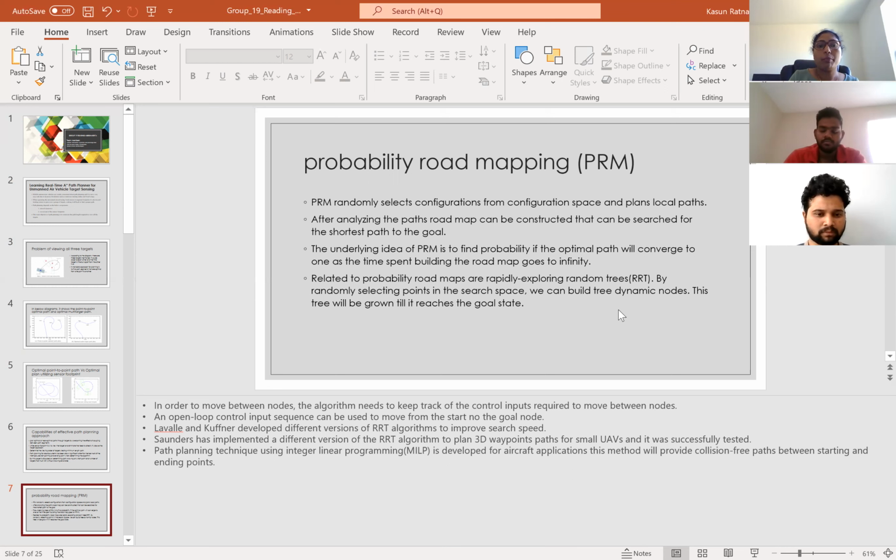The related probabilistic roadmaps are rapidly exploring random trees. It is referred to as RRT, by randomly selecting points in the search space. So instead of predetermining which points we have to go to, we can use the tree space, the search space, to understand which target we have to reach first and which is the correct order to visit all the targets with lowest cost.